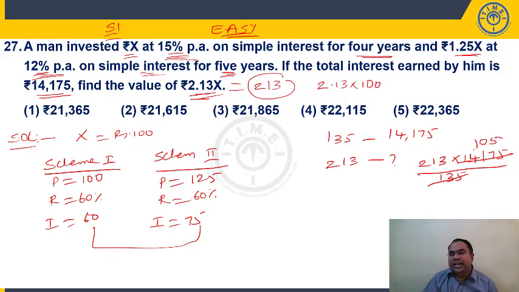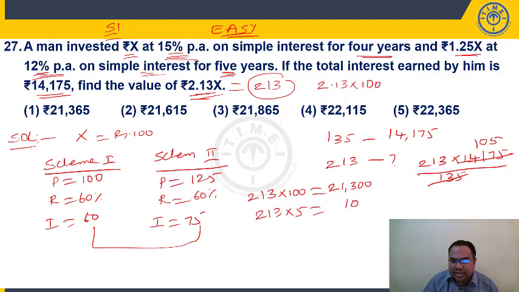So how much will be 213 into 105? You know, as a 3-digit multiplication, you can multiply. Or 213 into 100 is 21,300. Then 213 into 5, 1,065. Adding, 22,365, present in the fifth option.